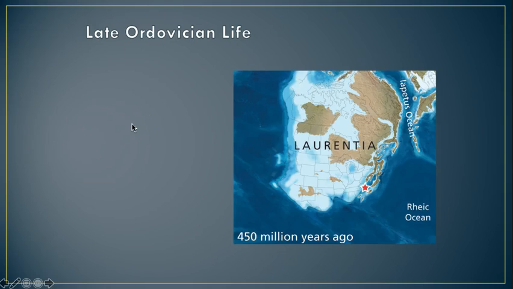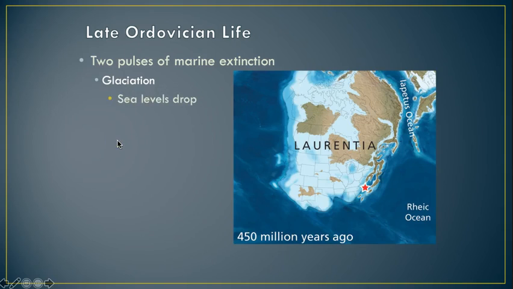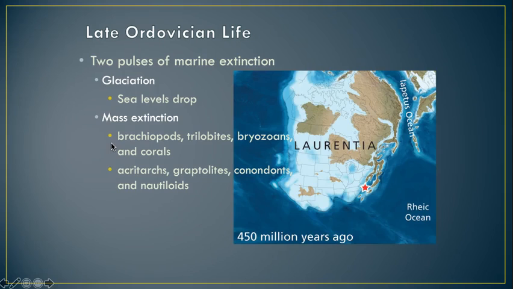In the late Ordovician, there were 2 pulses of marine extinction. The first was brought on by global cooling and the growth of glaciers, which led to a drop in sea level and resulted in one of the greatest mass extinctions in Earth's history. Life on the seafloor was decimated, and many groups of brachiopods, trilobites, conodonts, and corals met their demise. Life in the shallow seas also suffered, with acritarchs, graptolites, conodonts, and nautiloids going extinct. When the climate warmed again, glaciers melted and sea levels rose, triggering more extinctions.